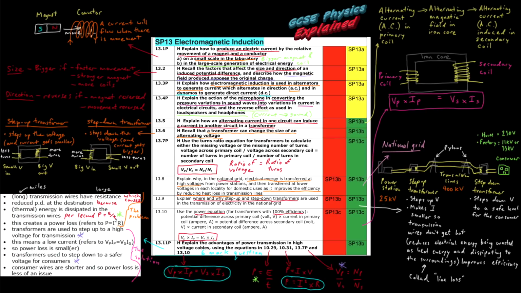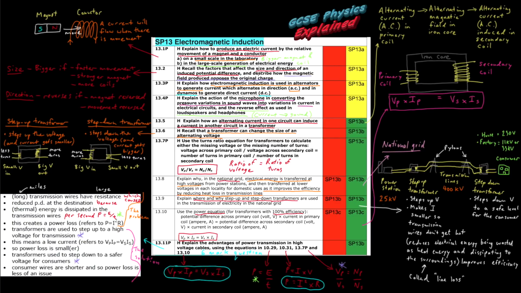Right. Well, in the laboratory, relative movement just means as long as one thing's moving relative to the other. So you can either push a magnet into a coil of wire or you can move the coil of wire around the magnet. And if you move the magnet constantly in and out, as long as there's movement, then a current will be generated. And if you want a large scale generation, just use a bigger magnet and a bigger coil.